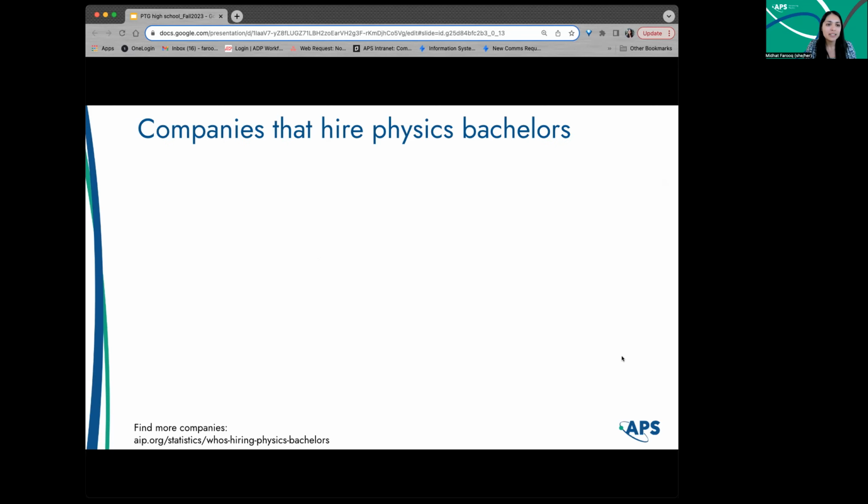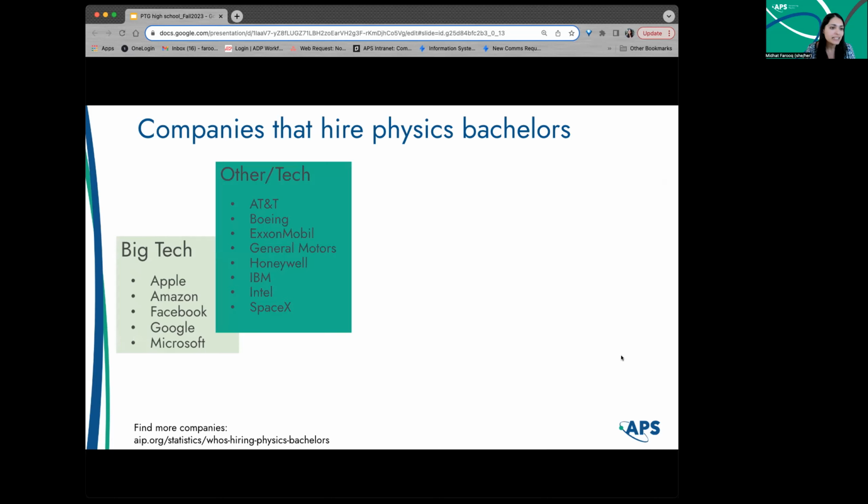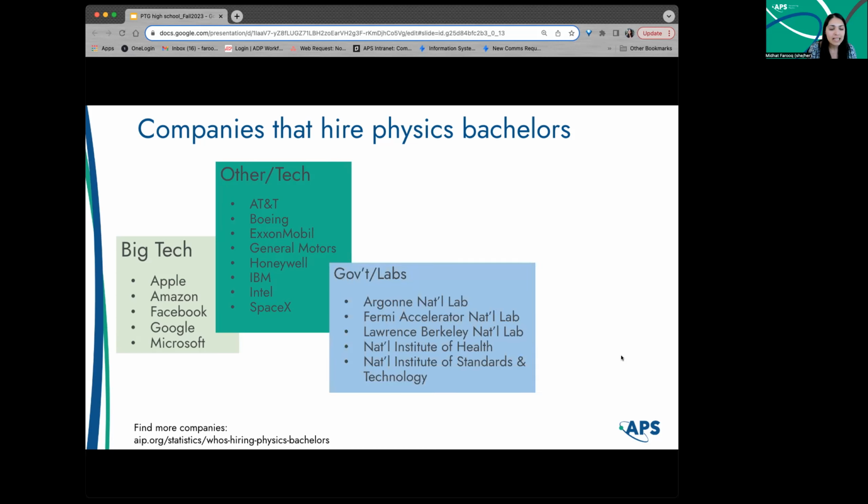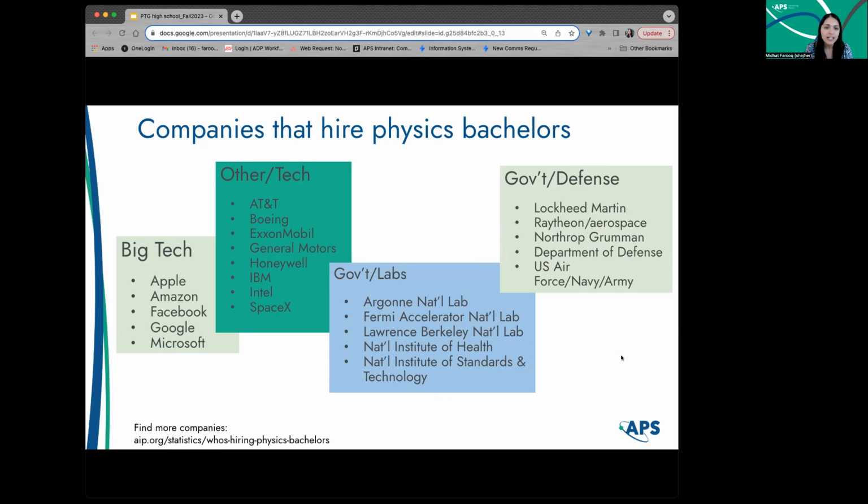Then, of course, I think it helps even more to make careers more concrete in the students' heads, as opposed to this abstract thing that might exist, to give them actual company names that they've heard of that hire physics bachelors. Again, this is from AIP. They're wonderful data. So some of the companies are big tech like Apple, Facebook, Google, right? They've heard of these. Other tech companies like AT&T, ExxonMobil, IBM, Intel, and then they can go work at government labs. They can go work for government defense contractors.